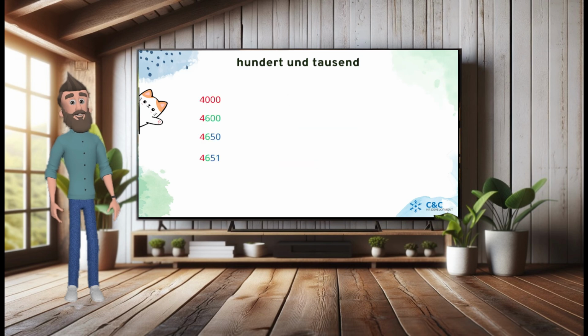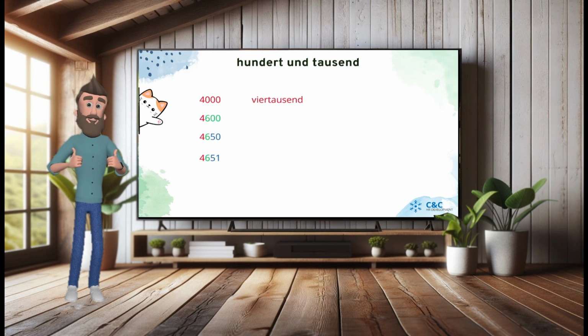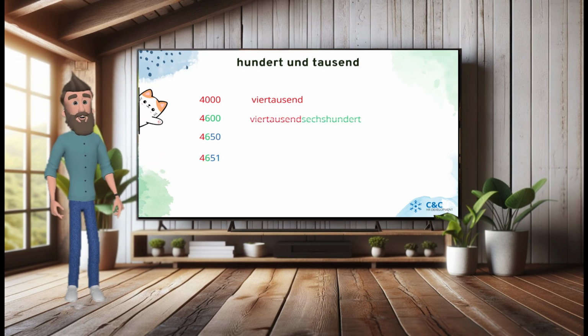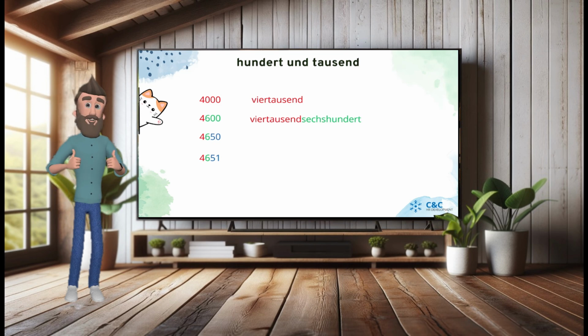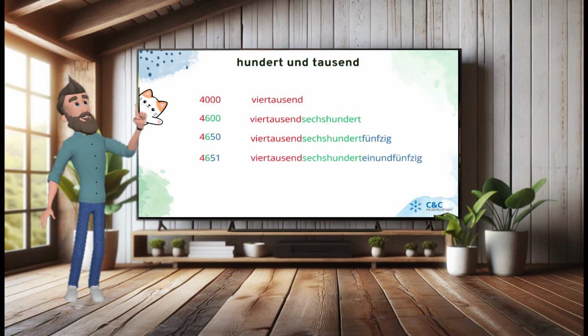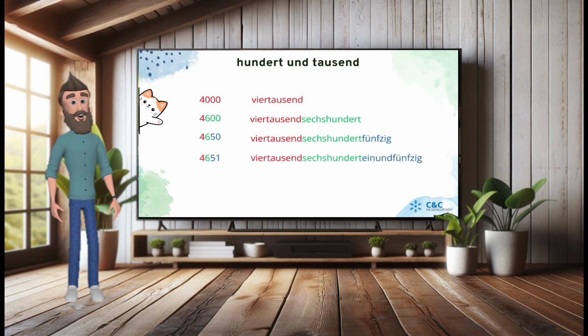Let's try this together. Can you say the first number? What do you think it is? Right, 4000. Look at the second one. 4600. How about the third one? Exactly, 4650. And the last one? 4651. With that, we can talk about old places all over the world and in the Philippines.